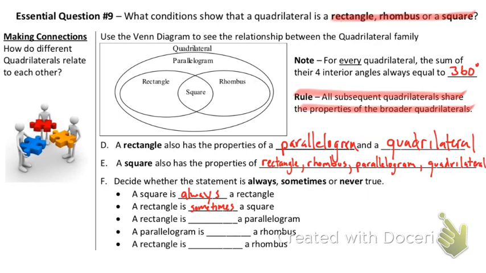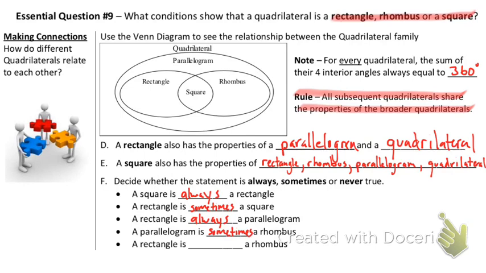Okay. Is a rectangle blank a parallelogram? The answer to that is, a rectangle is in the circle of a parallelogram, so it's always. Is a parallelogram blank a rhombus? And that answer is sometimes.